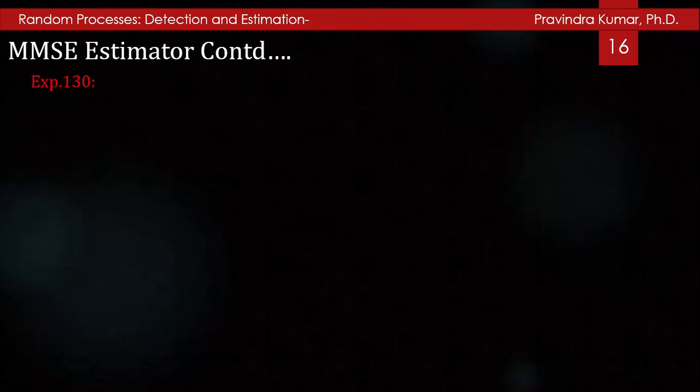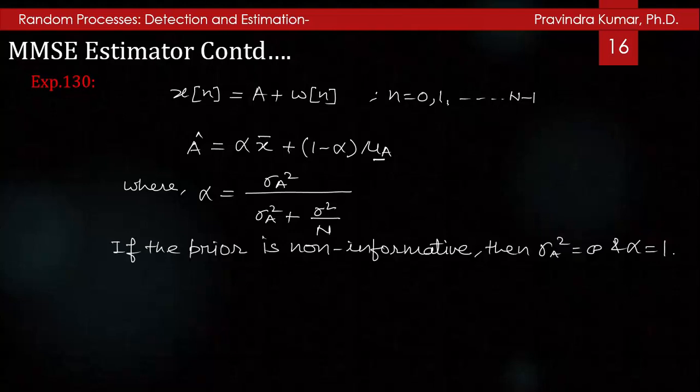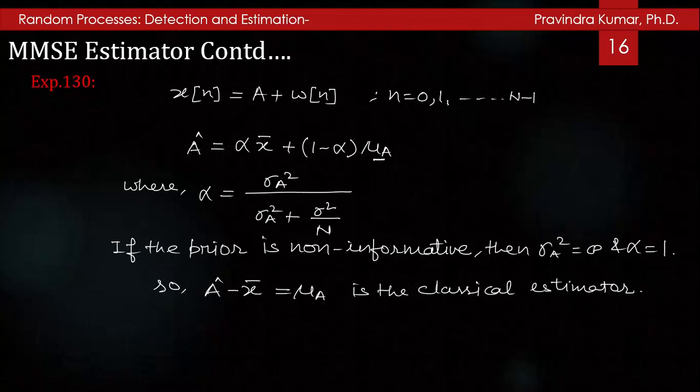Now consider one example. Consider the signal in the presence of noise x[n] is equal to A plus ω[n], where n is from 0 to N minus 1. We already discussed in the previous lecture that A cap is α x bar plus (1 minus α) μA, where α is σA² divided by (σA² plus σ² by N). If the prior is non-informative, then σA² is infinity and α is 1. So here A cap is x bar, which is the classical estimator.